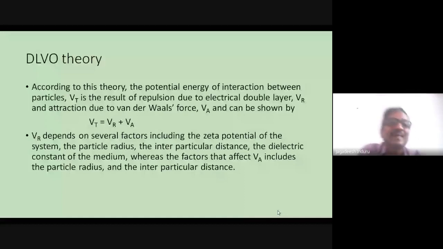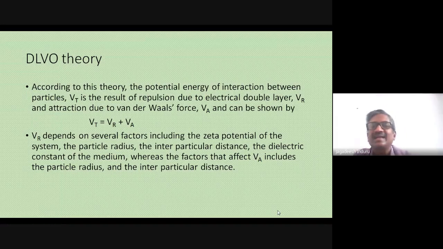Now we are coming back to our DLVO theory, and how this theory is impacting our double layer. According to these four scientists, the theory is written as VT is equal to VR plus VA, where VT is the result, that is the potential energy of interaction between the particles, the total or net. It is a result of repulsion due to the electrical double layer, that is VR, plus attraction due to the van der Waals forces, that is VA. Both together give you a net value. That is actually VT.